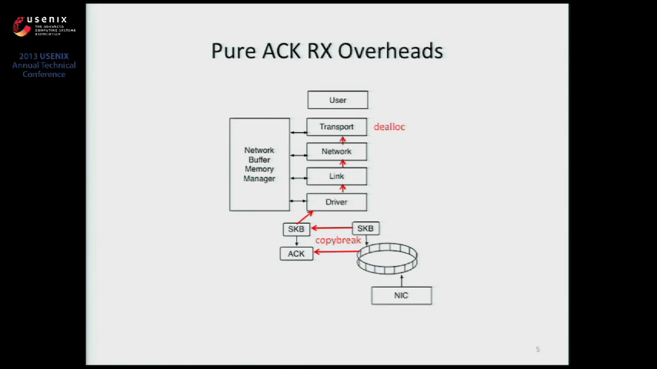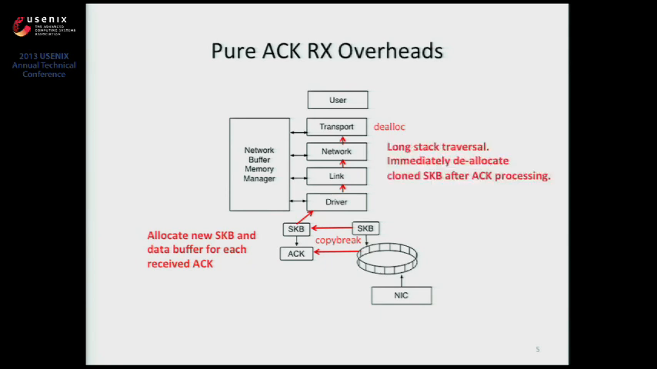So the two main overheads here are, first, we have to allocate a new socket buffer and the accompanying data buffer for each ACK that we receive. Second, we traverse all these layers in the code only to reach TCP, do some little ACK processing, and then deallocate the newly allocated socket buffer.